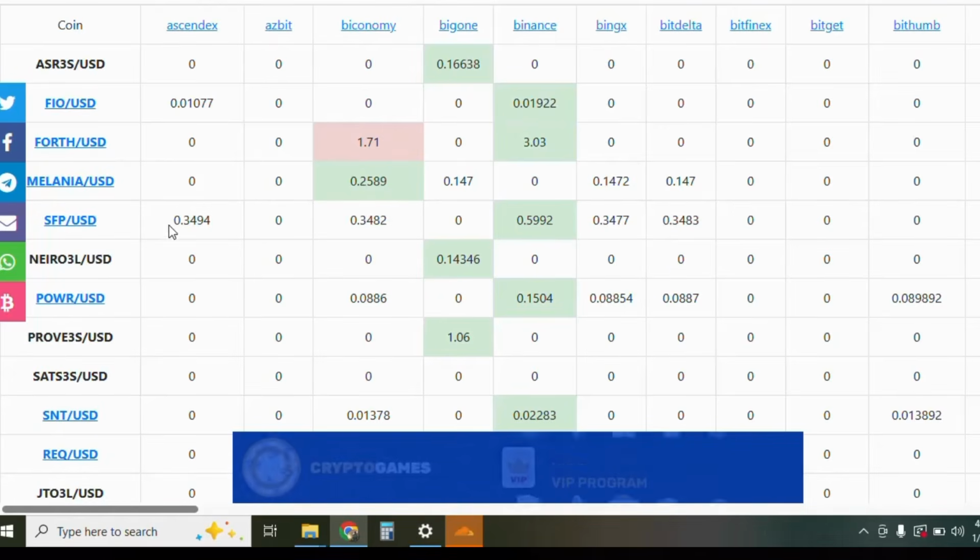For example, you can see SPF on USD is around 0.3494 on Ascendex. Comparing the prices, you can see 0.5992. So I personally may prefer using these two exchanges rather than these two exchanges, because even though the price margin is actually there, you can end up in so much trouble, because one is red and one is green. So I prefer maybe using this one and this one. Okay, I hope you get the logic, you get the points. I hope you do get that. So these are the things involved.